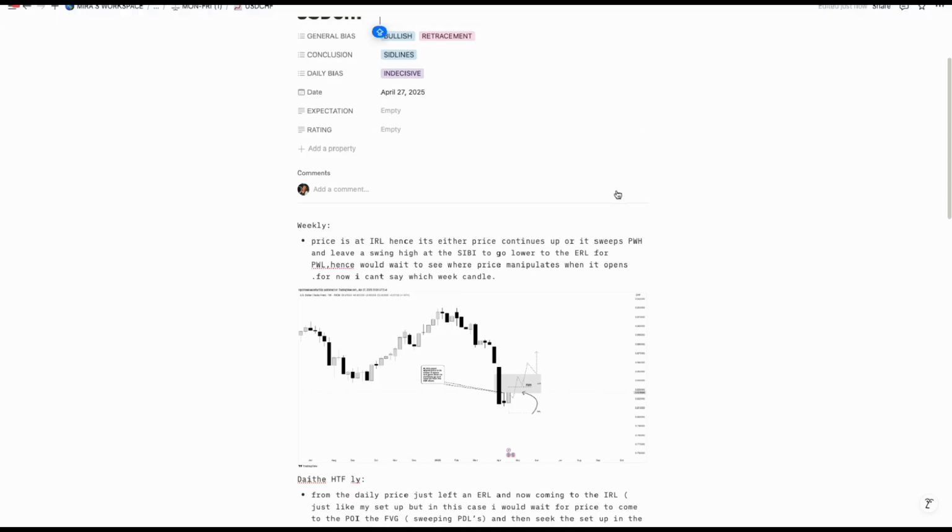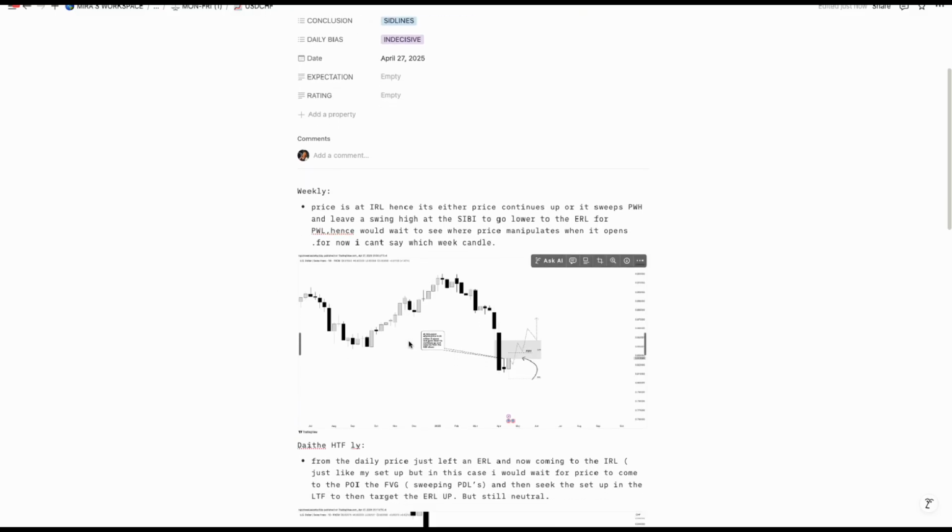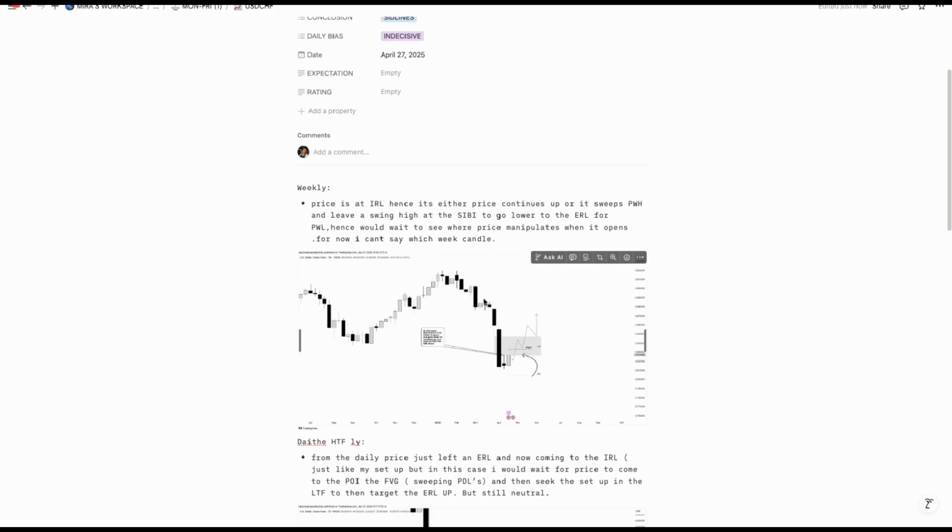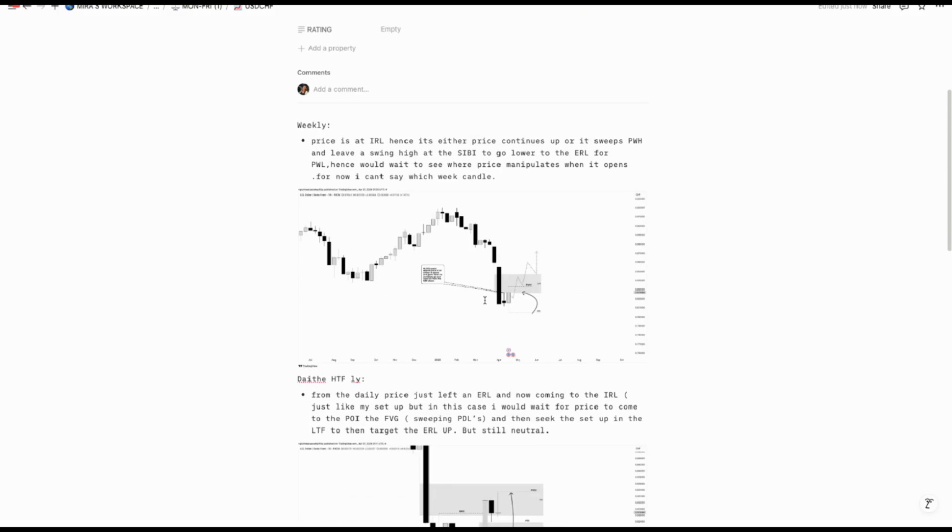Someone asked me how I do my top down analysis. So from the weekly, I told you guys, I want to know where price is and where price is likely to expand to. Okay, price is in an internal range liquidity. You see that price continues up to the previous week high and leaves a swing high at the CB, or goes lower to the external range, the previous week low. Hence, I would wait to see where price manipulates when it opens. For now, I can't say which weekly candle we're going to get.